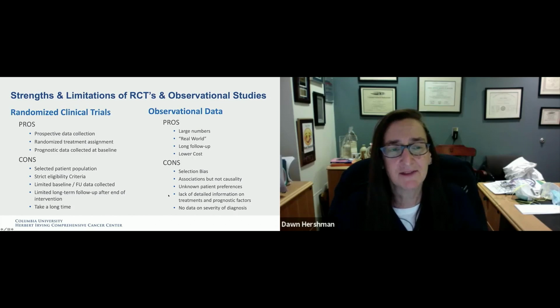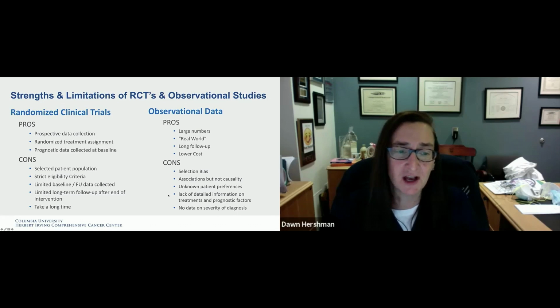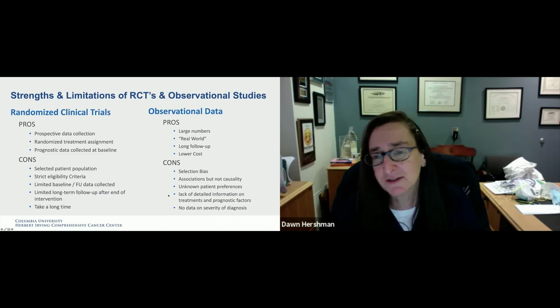Randomized clinical trials have the advantage of prospective data collection, randomized treatment assignment, and prognostic data that are collected at baseline, but they have the disadvantage of including selected patient populations and strict eligibility criteria that can decrease generalizability. They have limited baseline data that's often collected on the trials and limited long-term follow-up, and they can take a long time to do.